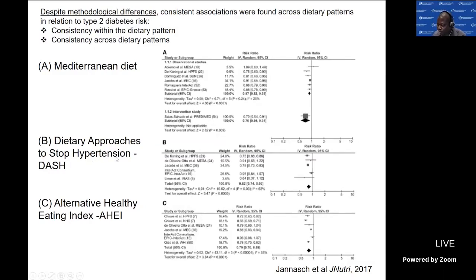Same for the Dietary Approaches to Stop Hypertension diet. Operationalized a little differently across the different populations, yet the tendency was that higher adherence led to lower risk of type 2 diabetes, and the Alternative Healthy Eating Index as well. So there is consistency within the index as well as across the different indices.